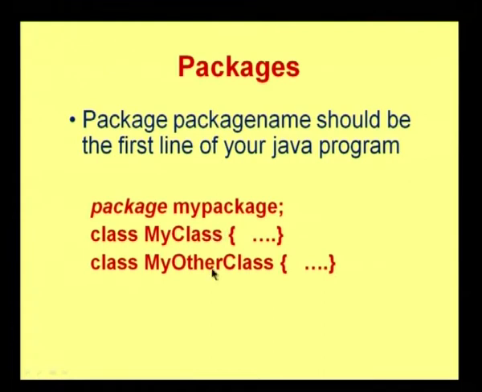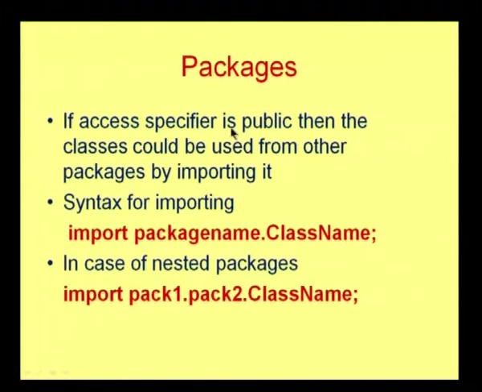But if I want to access these two classes from any other package, this is not possible because my access specifier is package. If I need to access my class and my other class in some other package, in that case I should always give the access specifier as public. So if you have specified public class my class inside the package, then you can access it from all the other packages.